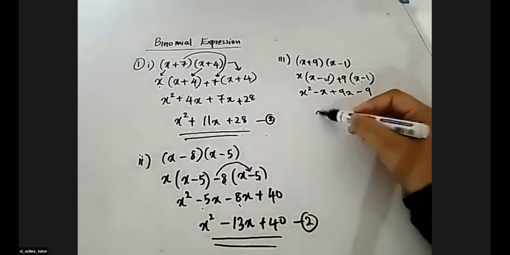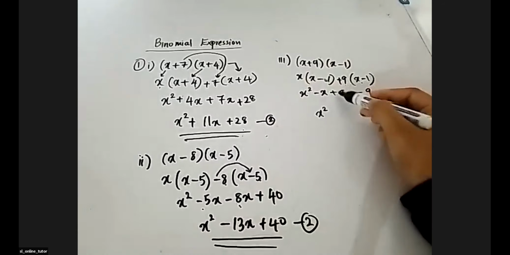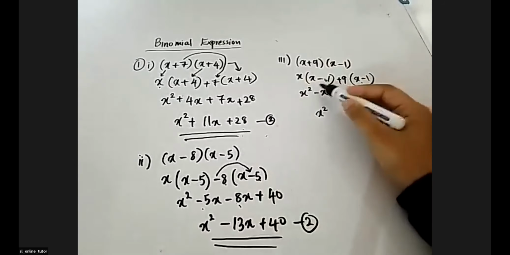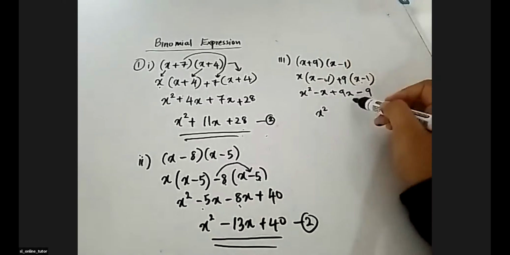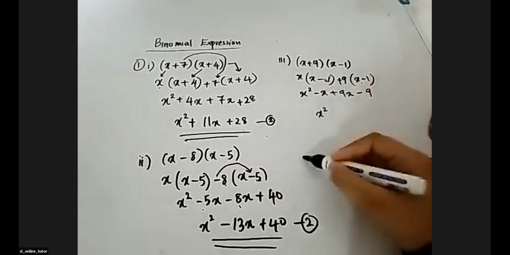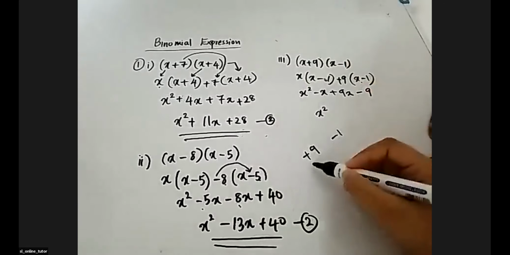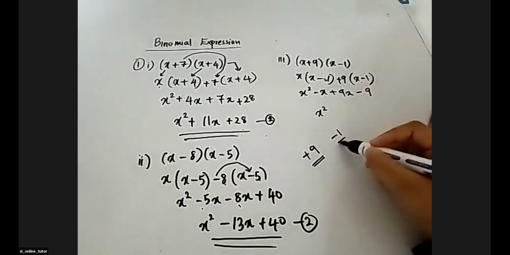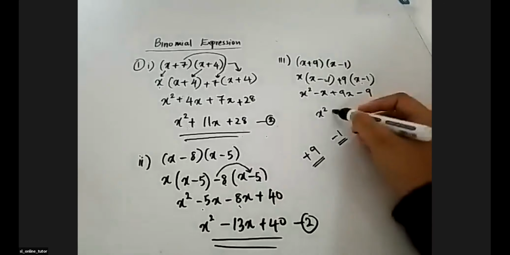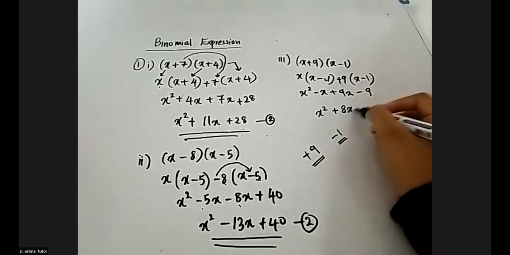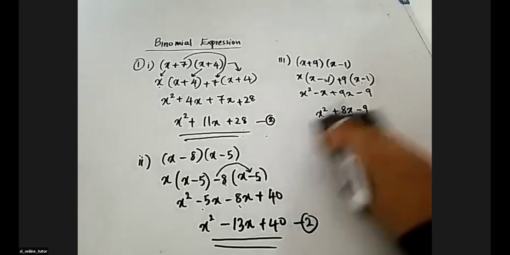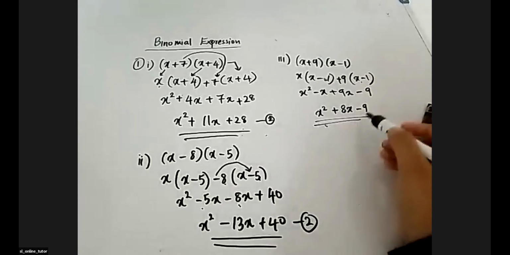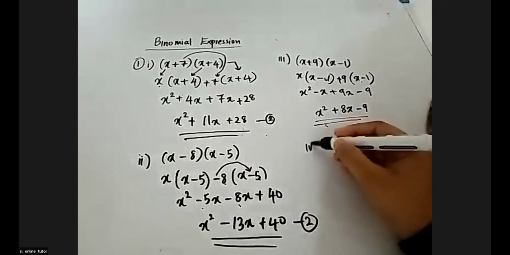So you can see like terms are here, x squared. So positive 9x and negative x. So negative 1, positive 9, negative 1. Your positive 9 and negative 1 means you are having 9 rupees and you have to pay 1 rupee. If you pay this off, you are remaining with positive 8x minus 9. So this is your third one's answer, 2 marks again.